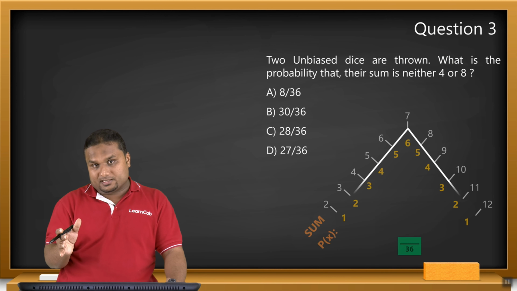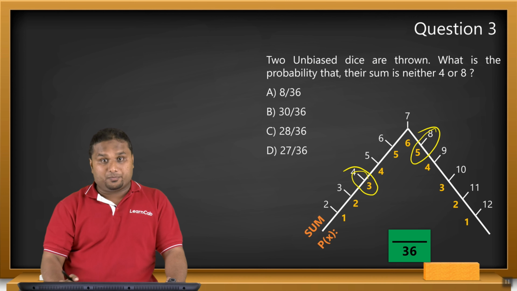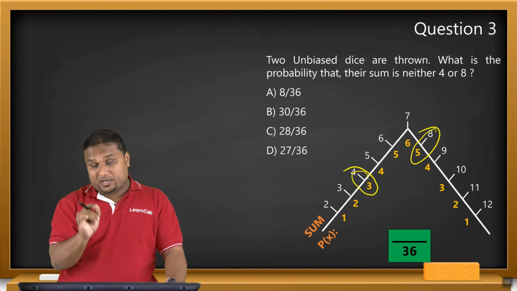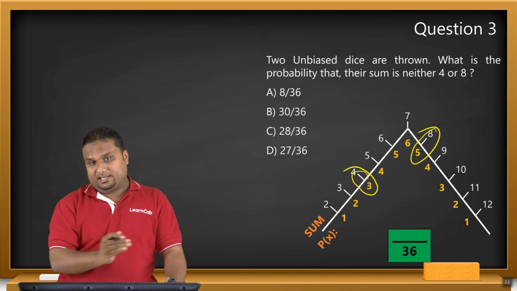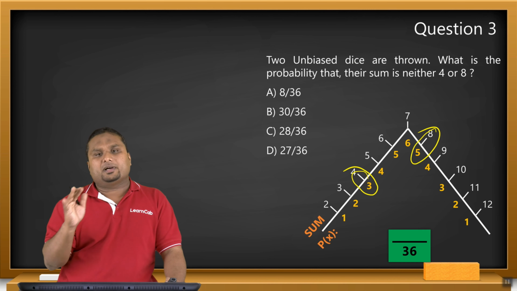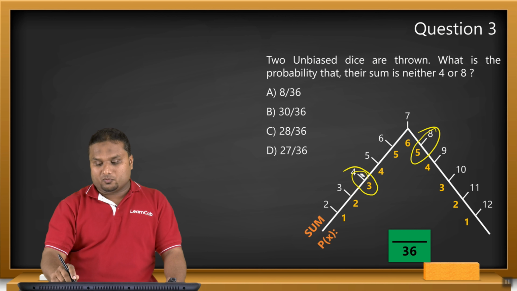The previous answer of getting sum either 4 or 8: for 4 it is 3 and for 8 it is 5. The answer was 8 by 36. That is the answer for getting either or. So if the either or answer is 8 by 36, the neither nor answer will be 1 minus either or. 1 minus 8 by 36, simply 36 minus 8, it is 28 by 36. If I will give you one more question.